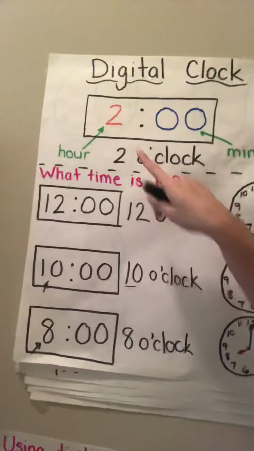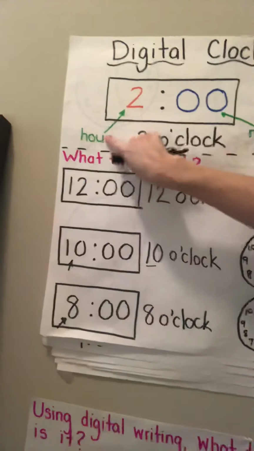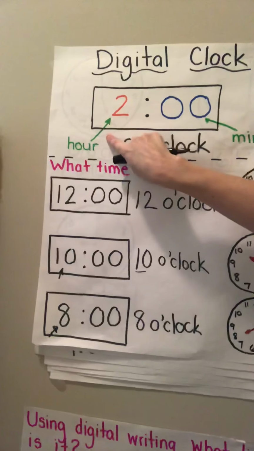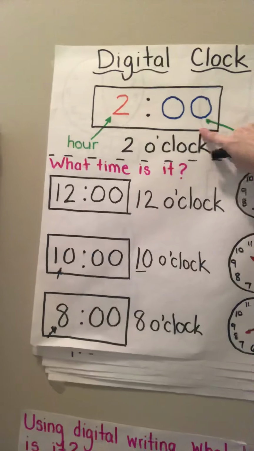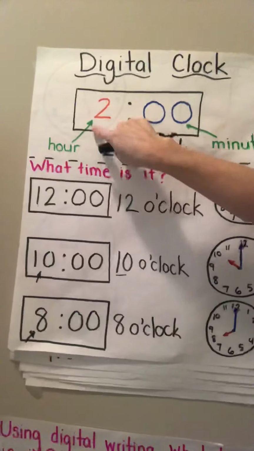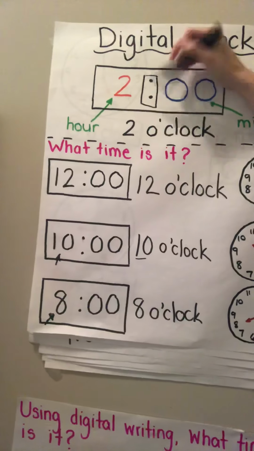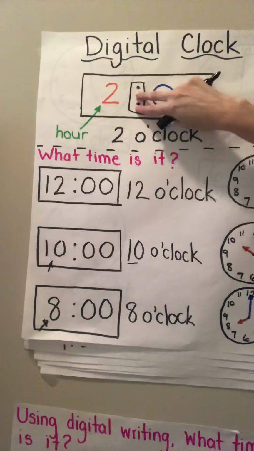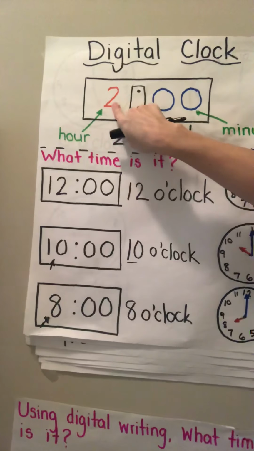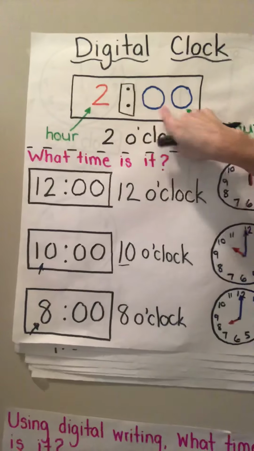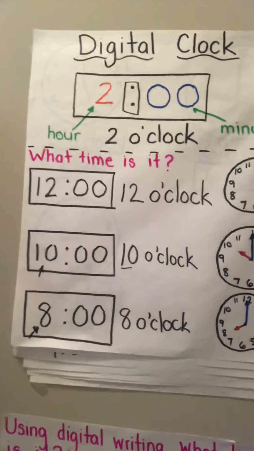So again, when you're reading a digital clock, the first number tells you what the hour is. The second part tells you the minutes, and the hour and minutes are separated by our colon, the 2 dots. So we know that the hour goes on the left side, the minute goes on the right side of the 2 dots. So today you're going to practice showing which analog clock tells you the same time as the digital clock. Can't wait to see your work.